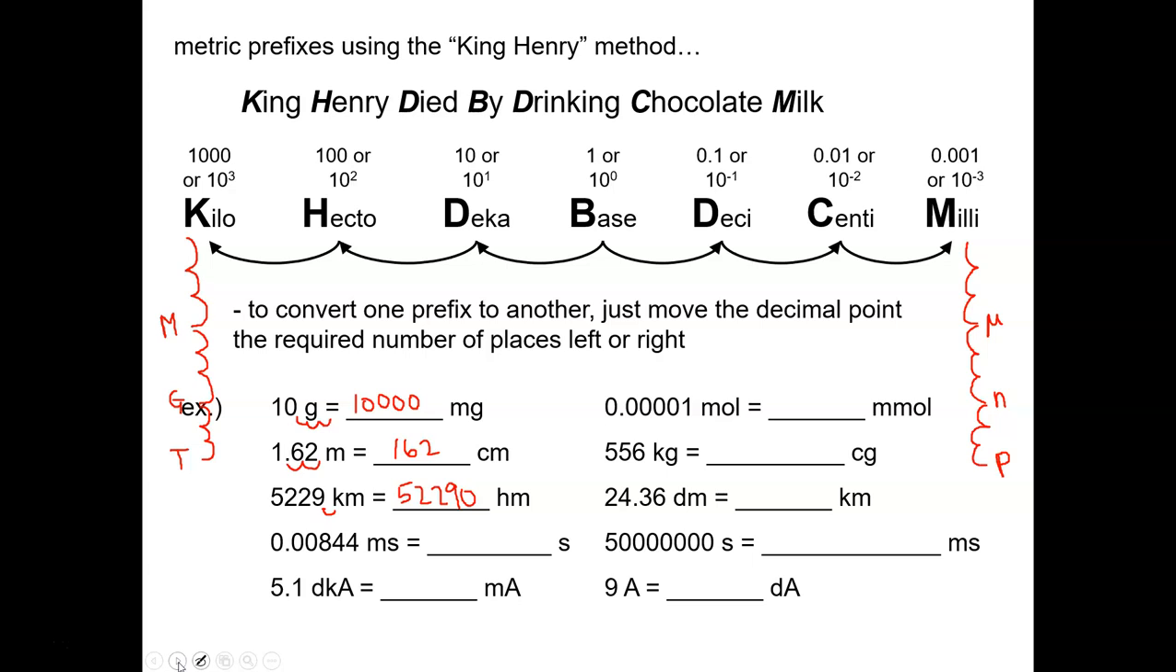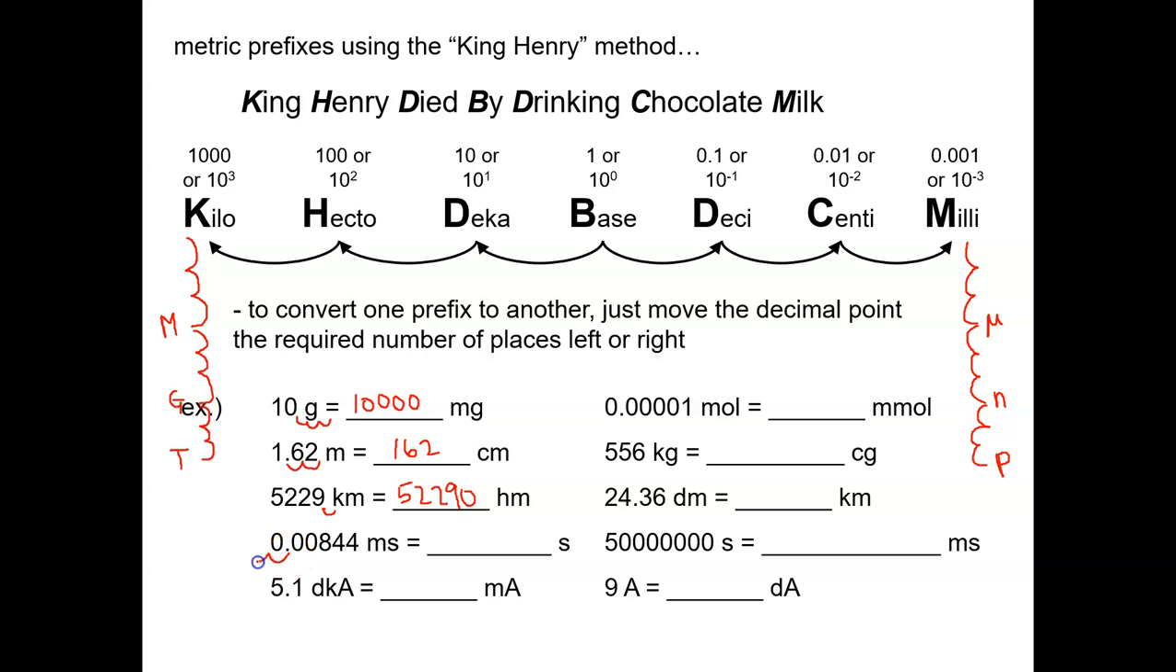Okay, so hopefully you did do that. You tried these out. Hopefully they make sense. Let's go through them real quick. So this one is 0.00844 milliseconds, and I want to go to just regular seconds. So I'm going to start at M, milli, and I'm going to go to base. So that means I'm going to go 1, 2, 3 places to the left. 3 places to the left.